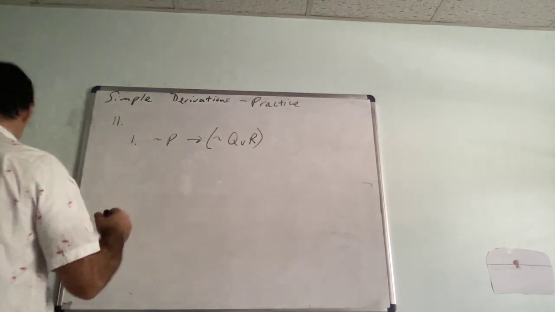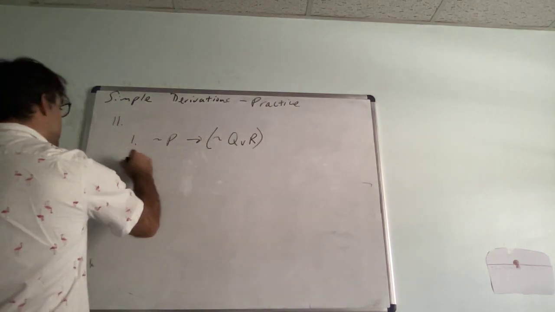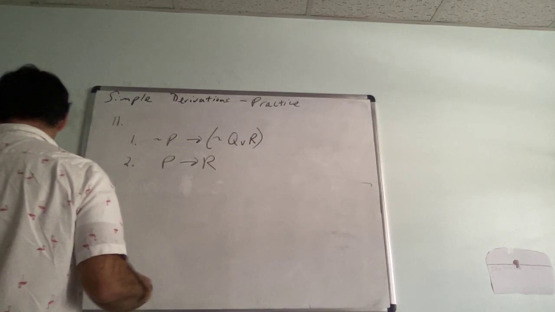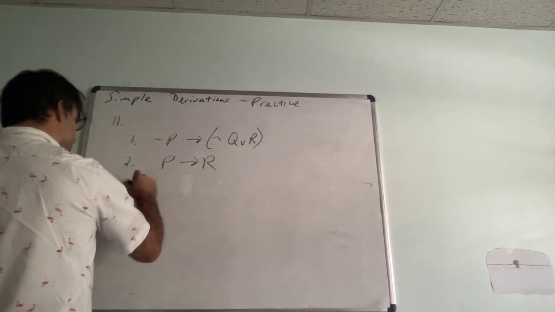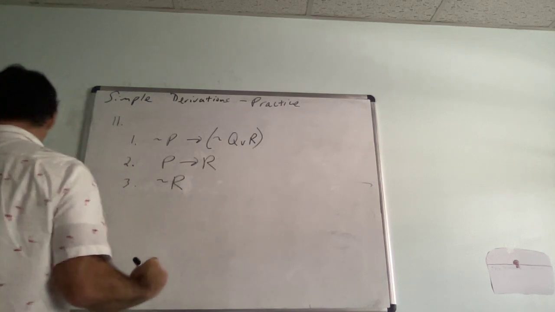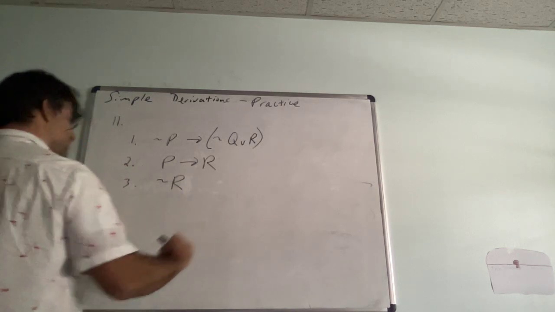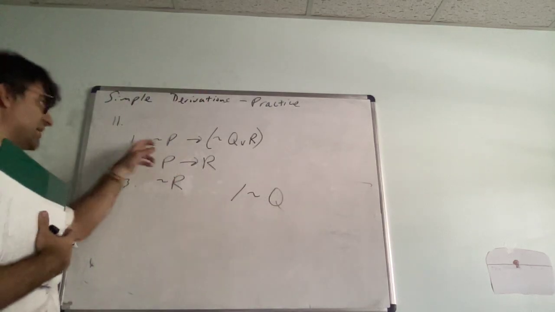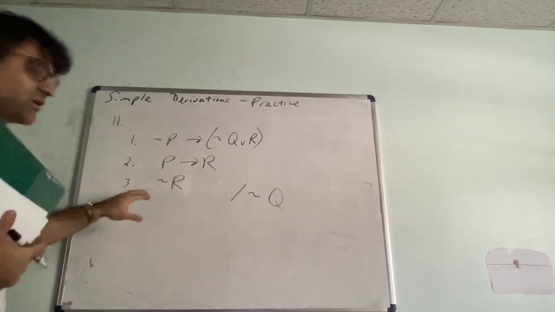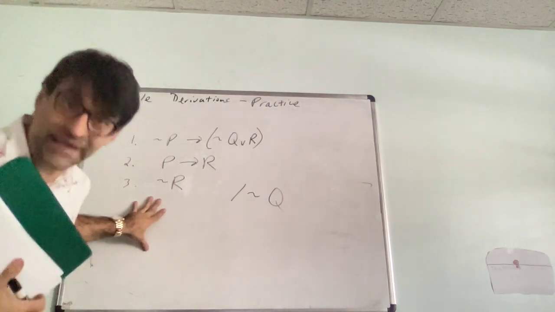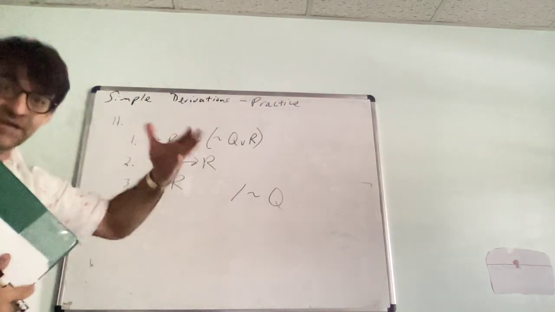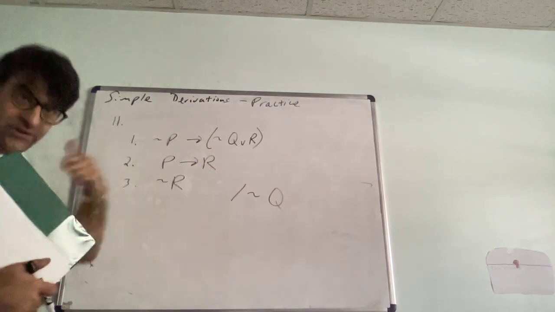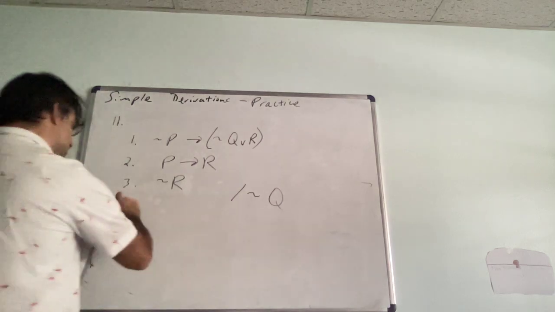Okay, premise 2: P implies R. Premise 3: not R. Okay, and the conclusion: not Q. Now, regardless of some of these complicating things, you've got a negation here, you have a compound thing here, you're always going to have a nice entryway into the argument. There's got to be some entryway. Negated consequent. You're in business.